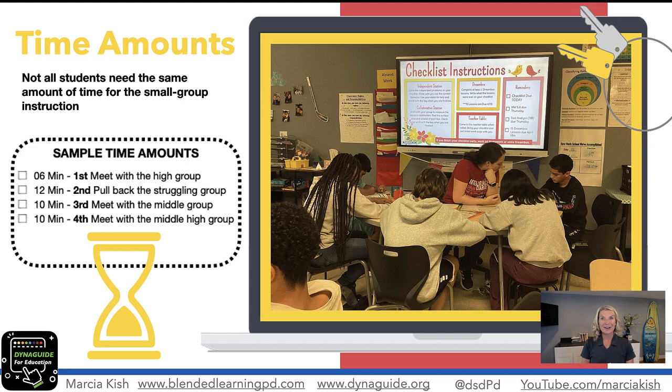All right, so part two, time amounts. Really think about how much time you need with those groups of students.